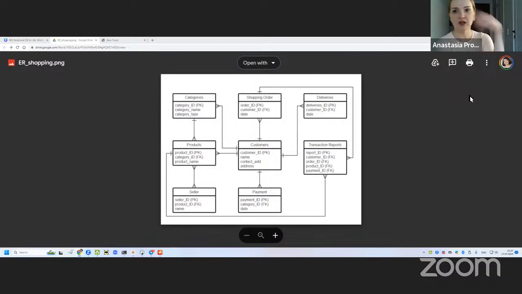If we create another table with orders, we don't have to put a lot of information in different tables, like in shopping order. Oh no, we have shopping order. Oh, my bad. Okay, so we already have it.